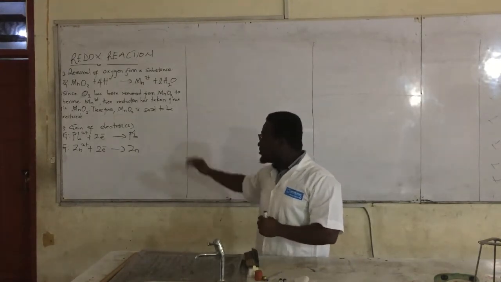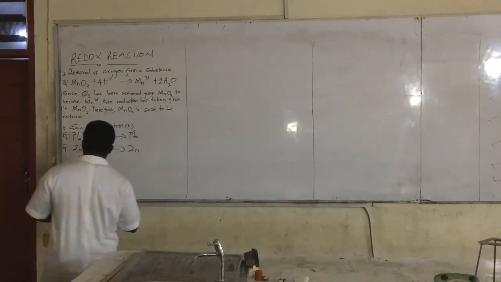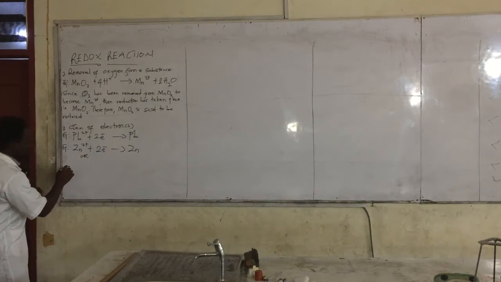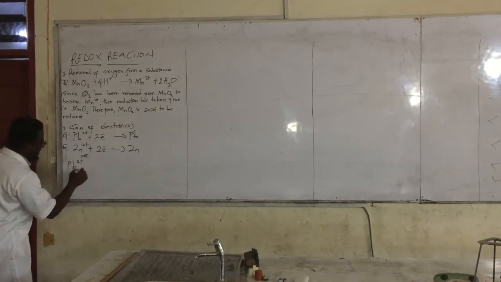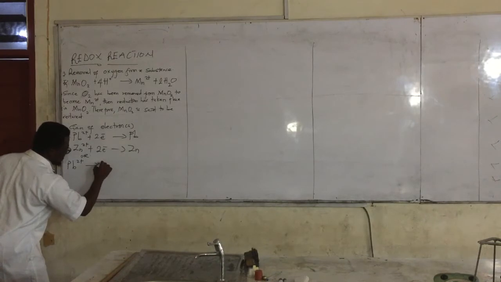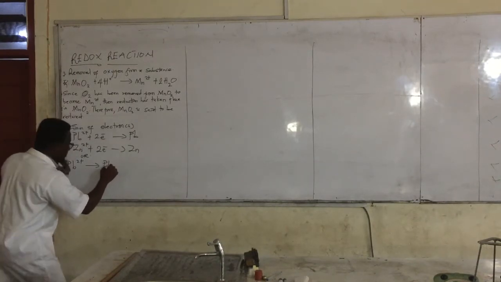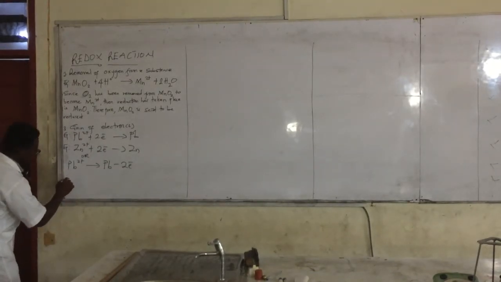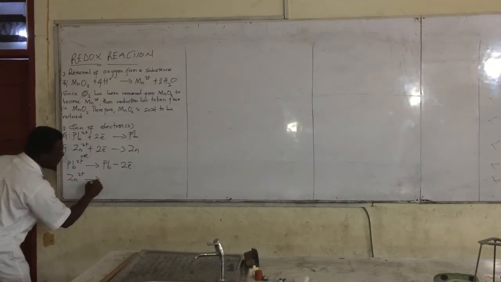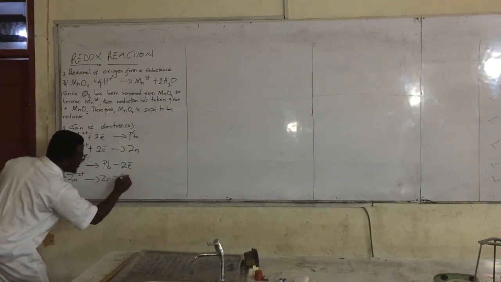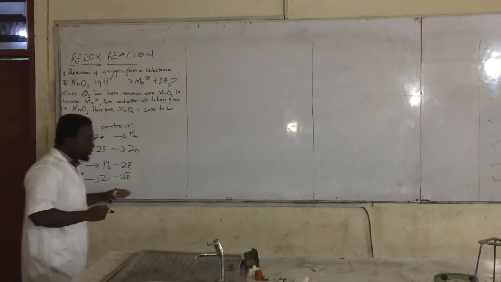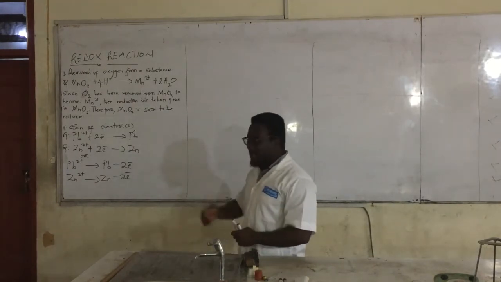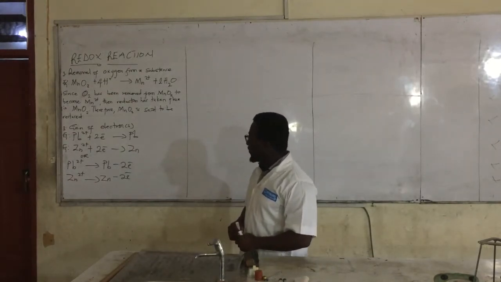This equation can also be written in this form. You can say Pb2+ produces Pb and then minus 2e. And you can also look at Zn2+ to produce Zn, minus 2e. So this process also illustrates the gain of what? Of electrons. So that is a typical example of that.